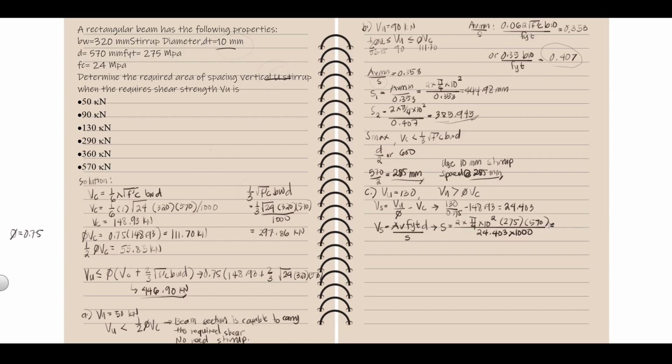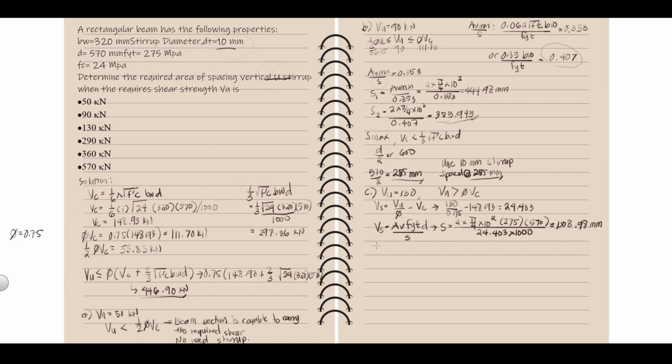So, we will have the value of S here. So, complete po natin. So, magkakaroon tayo ng S na 1,008.98 millimeter. Okay? 1,008.98 millimeter. And then, of course, we need to check it out to our S max.